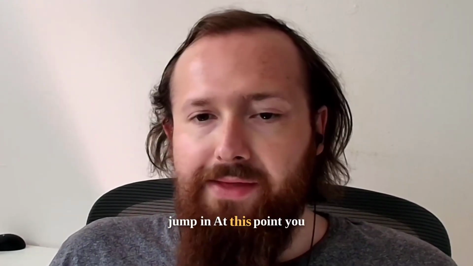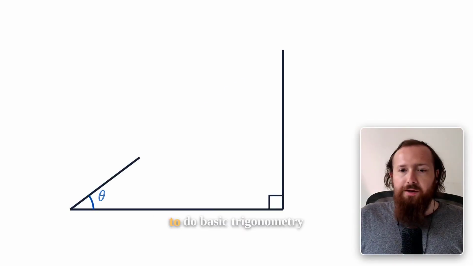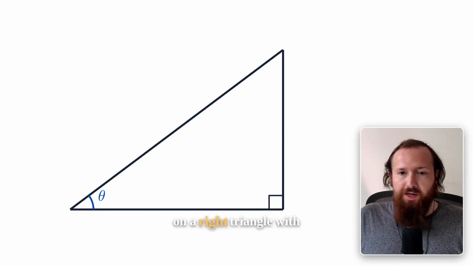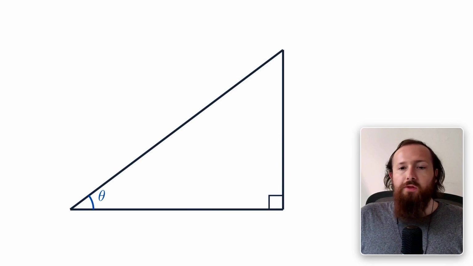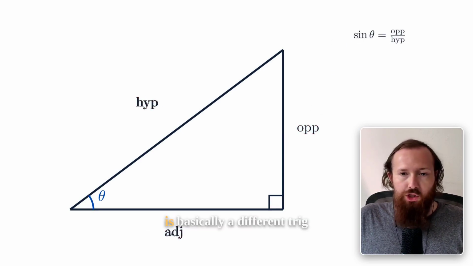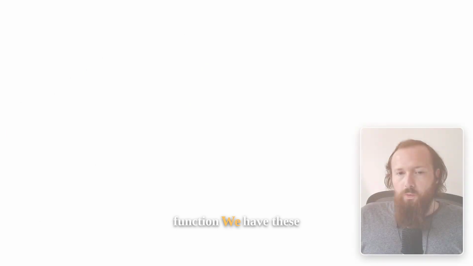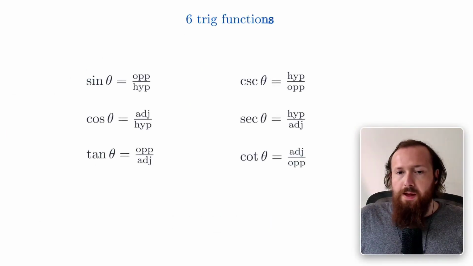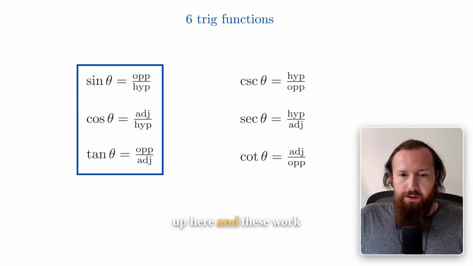Let's jump in. At this point, you should already understand how to do basic trigonometry on a right triangle with SOHCAHTOA. The trig functions take different ratios of the sides, opposite, adjacent, and hypotenuse from the right triangle, and each combination is basically a different trig function. We have these 6 trig functions, but these are the most important ones up here. And these work for any angle, almost.